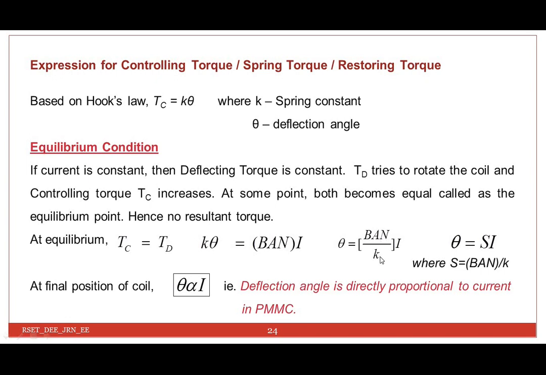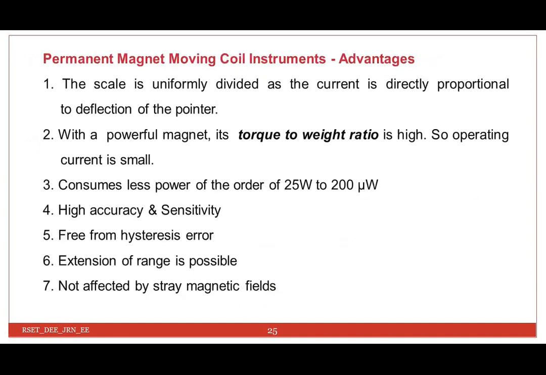Why is this kept in bracket? Because it stands as a constant. So it can be replaced with S. So BAN divided by K is replaced with a constant S. So theta is equal to S into I. At final position of the coil, theta, the deflection, is directly proportional to the current. So deflection angle is directly proportional to current in PMMC. Hence we have a linear scale.